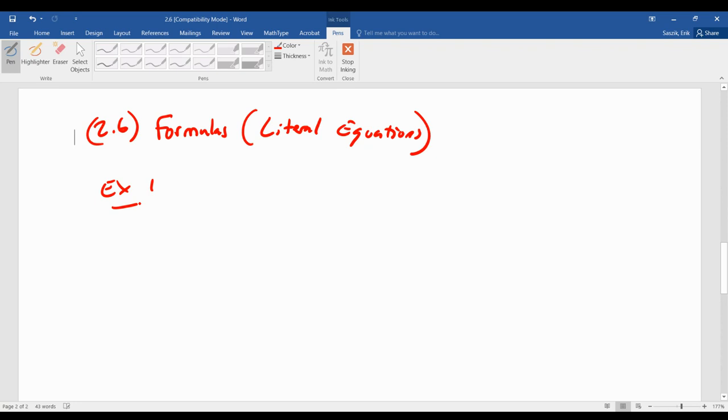So, example 1, A equals BXT, semicolon, X. This semicolon and the X on the right is not part of the equation. The equation is this thing on the left. What this semicolon means is we're going to solve this equation for X. All right? It means we have to get X by itself.